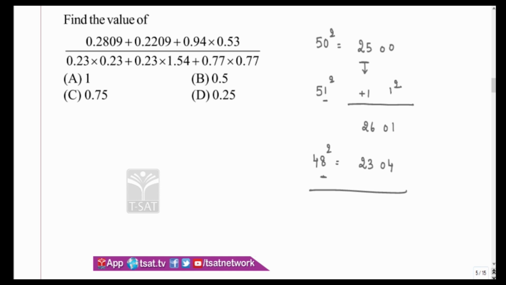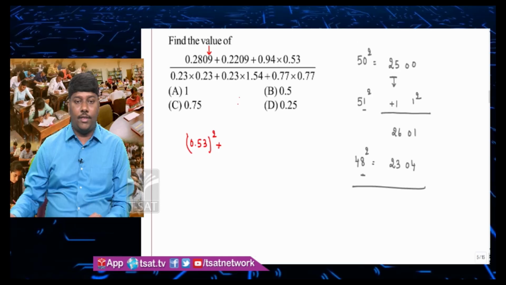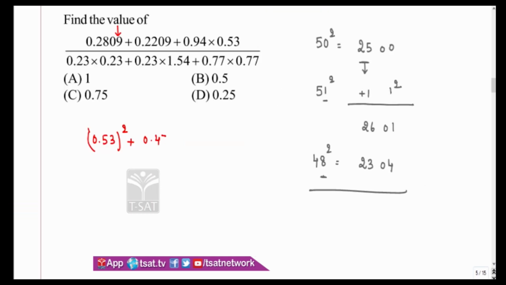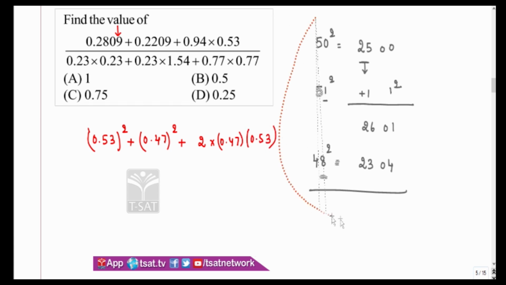Now as of now, look at here, 2809, forget about the point for a second. 28, how much more than 25? It is 3 more than 25 and here 3 square. Therefore, I can say it is 53 whole square. So the point is there, therefore I can write it as 0.53 whole square plus, this is 3 less and 3 square, therefore 0.47 whole square plus 0.94, you can write 2 into 0.47 into 0.53.